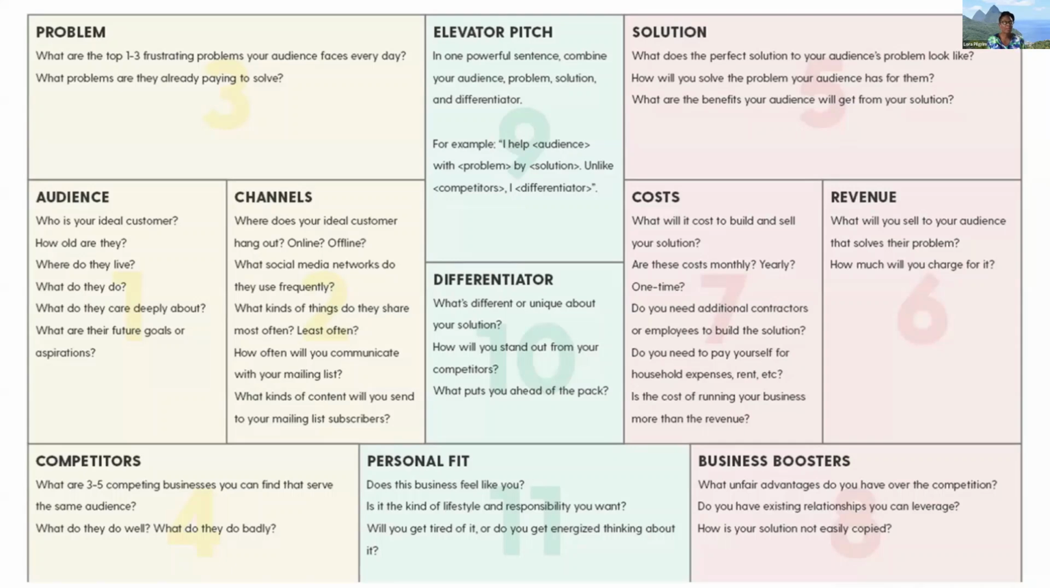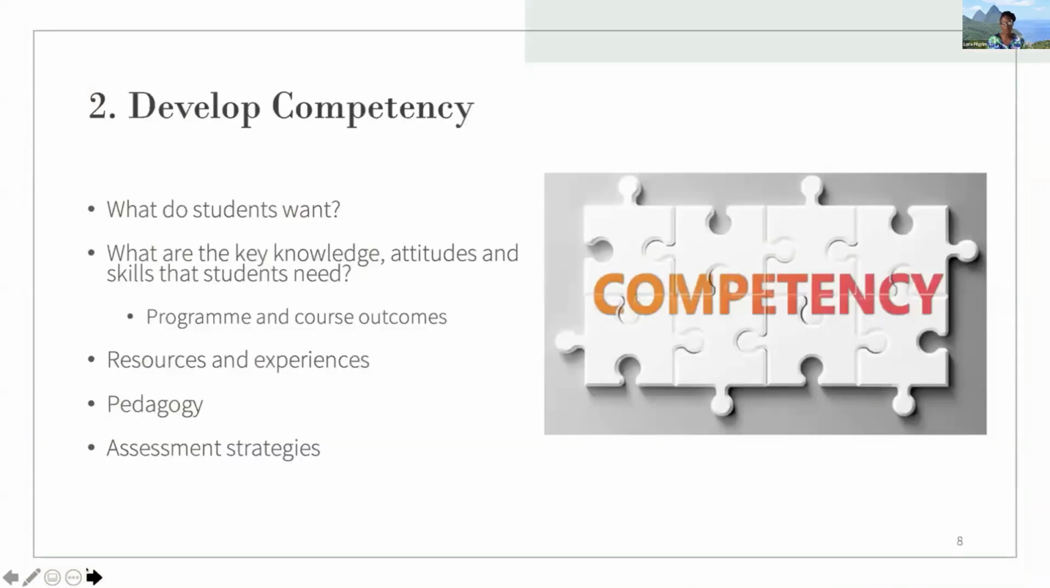But this comes back to problem and the audience. What is the problem you're trying to solve and who is your audience? So those two will be addressed. But we can have some discussion about the structures of courses in the next section, which is the second C, develop competency. And this is where we're talking about what is it that students want? What are the key knowledge, attitudes, and skills that they need?